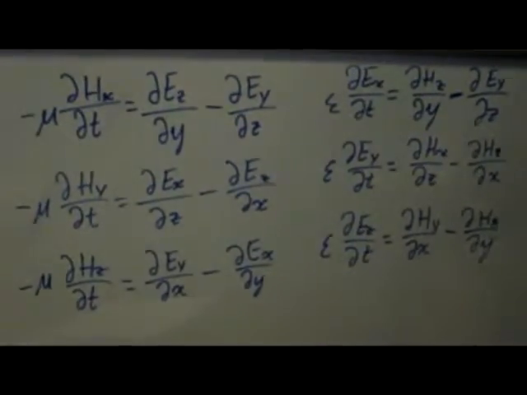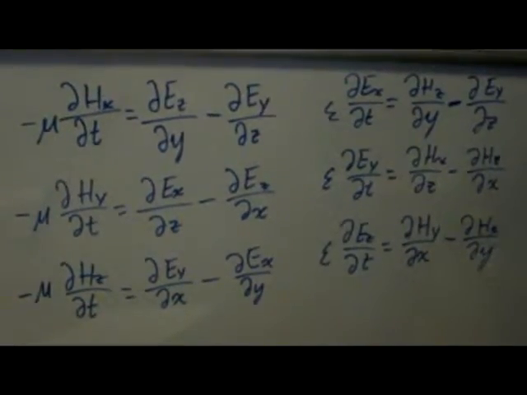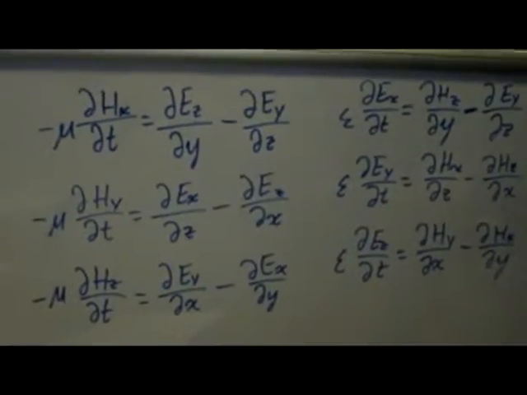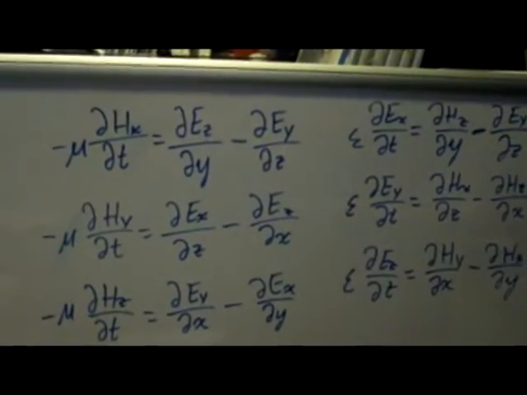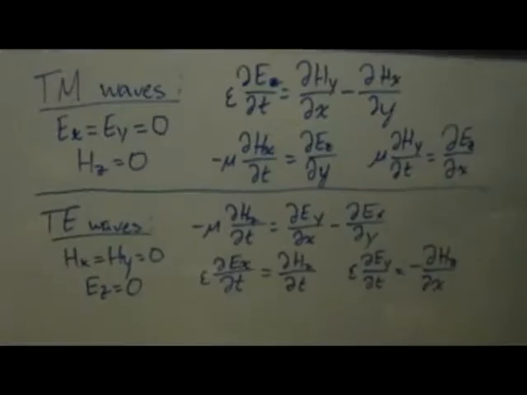To solve this system, I take advantage of the fact that the electromagnetic waves can be expressed as transverse magnetic and transverse electric waves. Transverse magnetic means that the magnetic field components are parallel to the plane of propagation, and transverse electric is the same with the electric field.